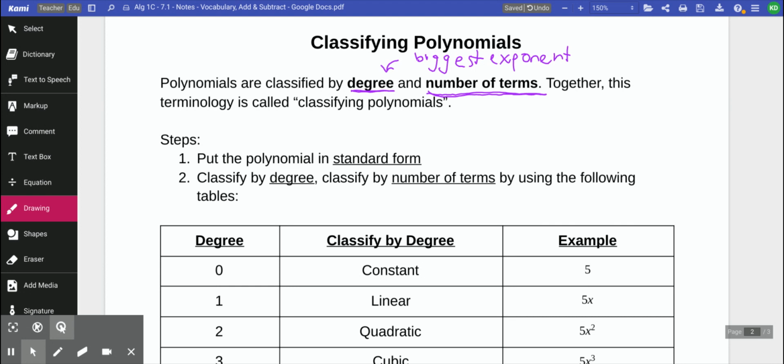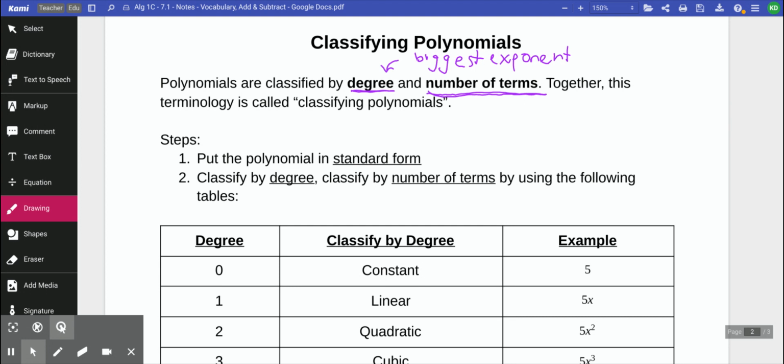You're just going to want to refer to these tables in your notes. You don't need to memorize them, just know how to use this table, okay? So the steps first are going to be put the polynomial in standard form, right? So starting with the biggest exponent and working your way down to there's no exponent or no variable.